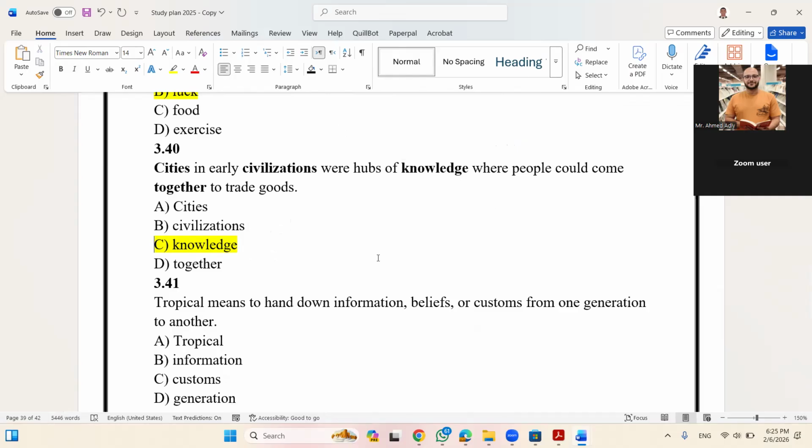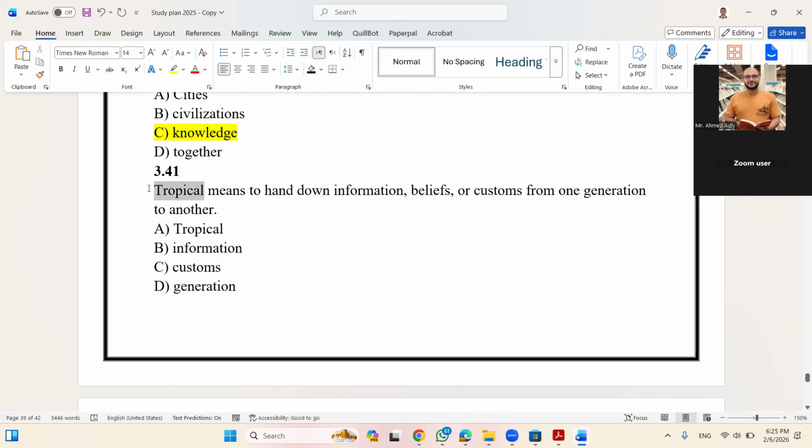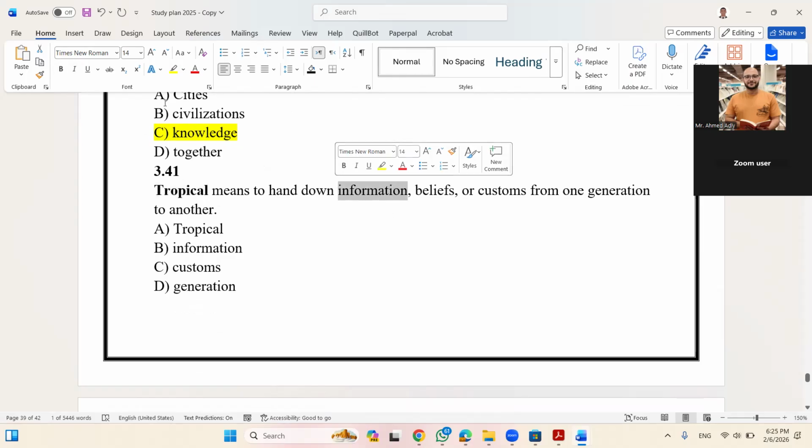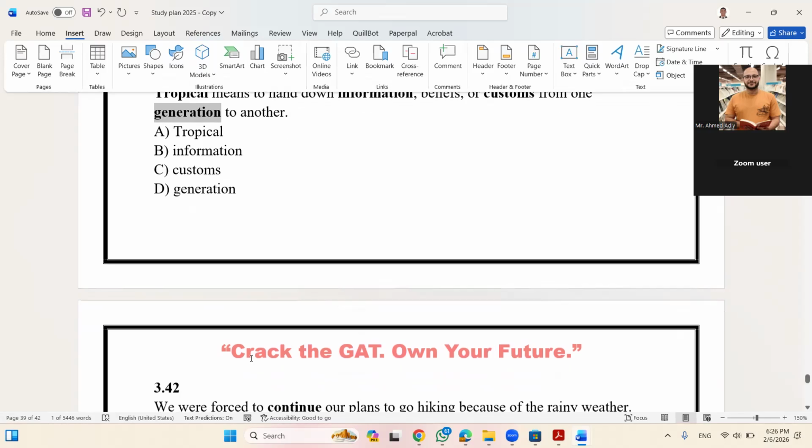All right. Tropical means to hand down information, beliefs, or customs from one generation. Tropical means information and customs. Replace it. It's an adjective. For example, people here in Saudi Arabia keep wearing white thobes because this is something traditional. Yes, good, perfect. Traditional.